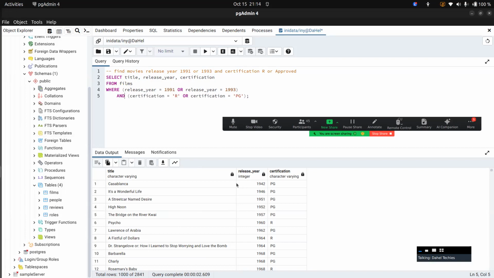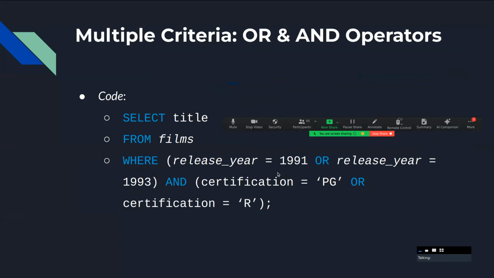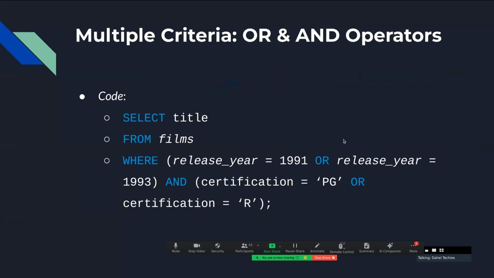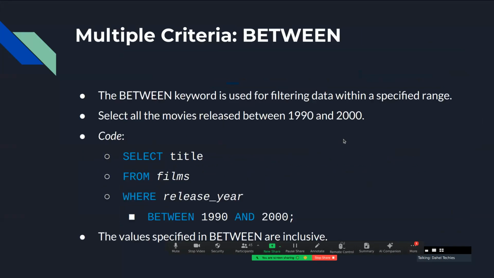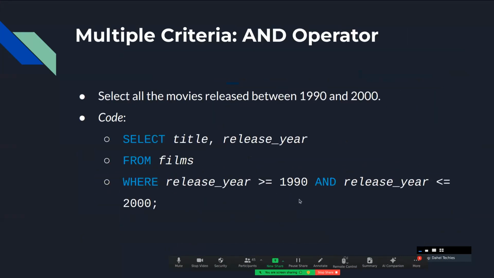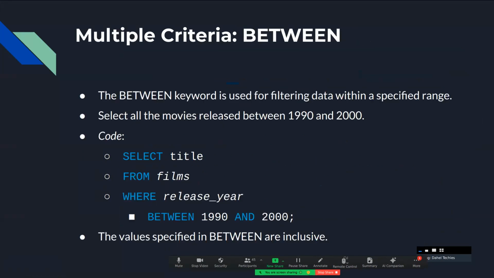Let's check the next part. There's the code to do it, and we've already done it. The next keyword is between. Remember this example we did where we had greater than or equal to this. This is one long query. It could be confusing sometimes. So to save time, you could just use the keyword between.